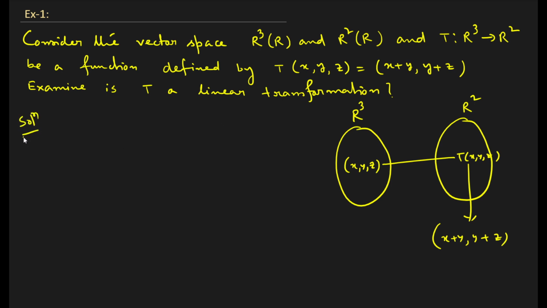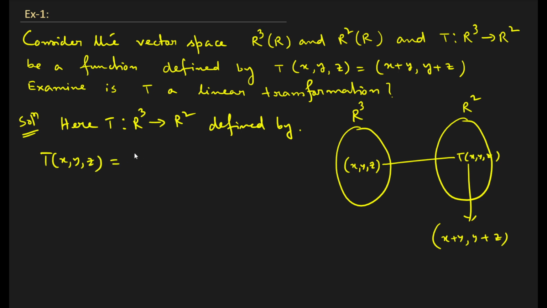So here T is a function from R cube to R square, defined by T of x comma y comma z equals x plus y and then y plus z. Here x, y and z all are from the domain. The domain is R cube. We have to check that this is a linear transformation.